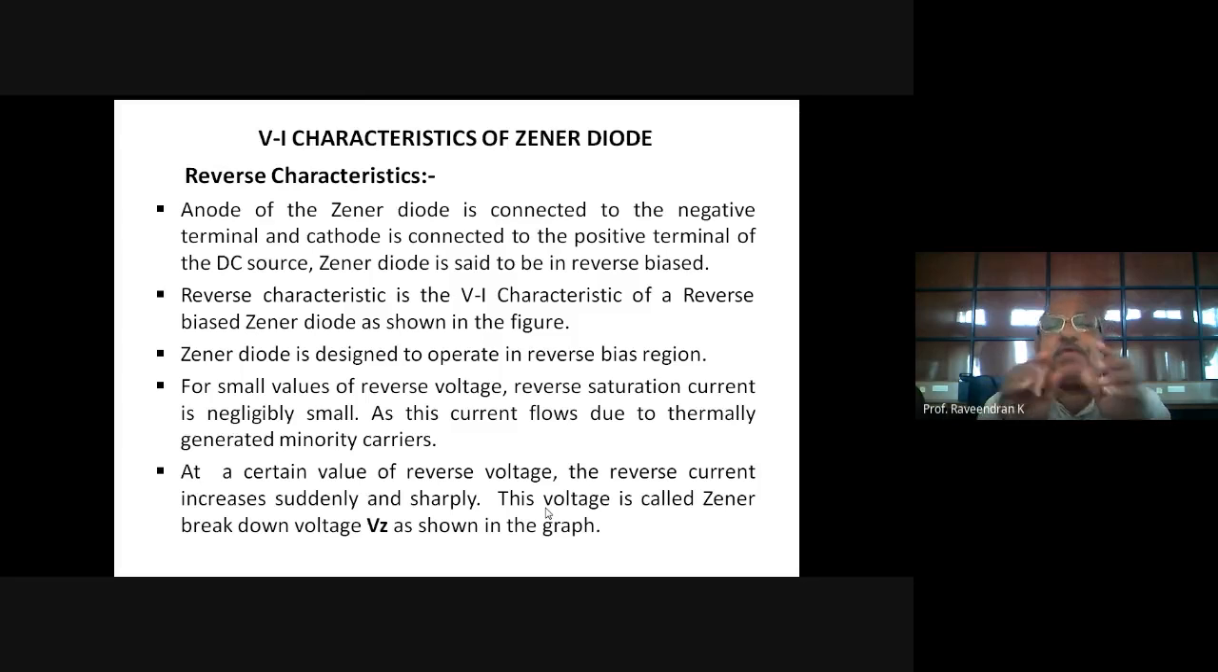Anyway, when you give a very small reverse voltage, of course, it is a reverse bias junction. In the reverse bias junction, initially the reverse saturation current will be due to the thermally generated minority carriers, right? But after a certain value of the reverse voltage, the reverse current increases suddenly and sharply. This voltage is called the Zener breakdown voltage VZ, as shown in the graph that we have seen.